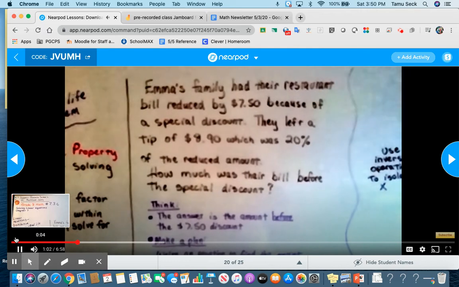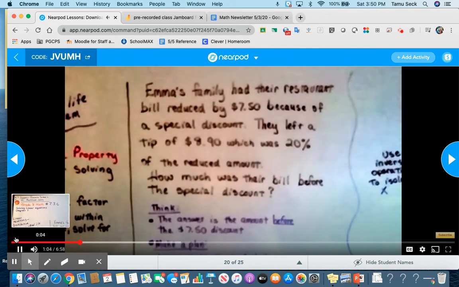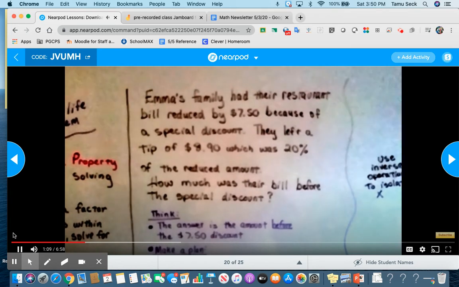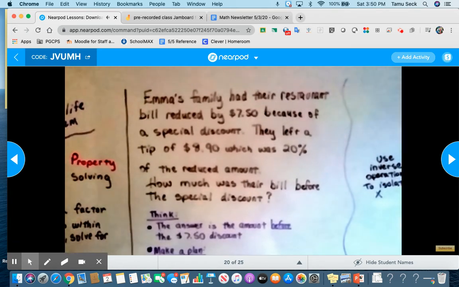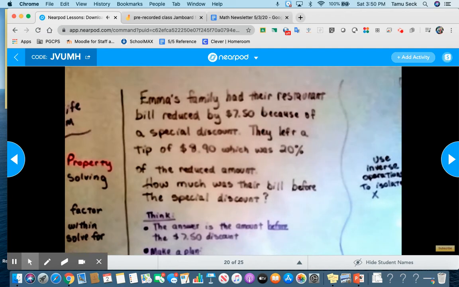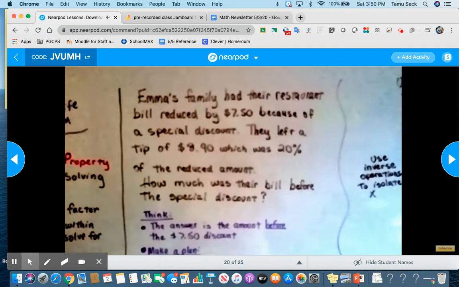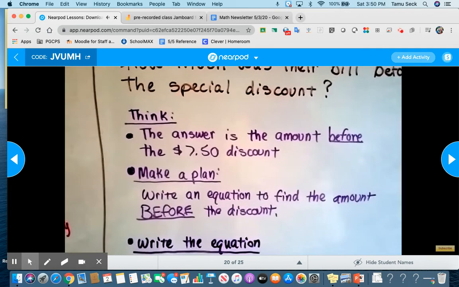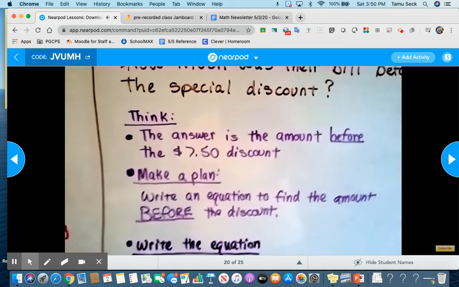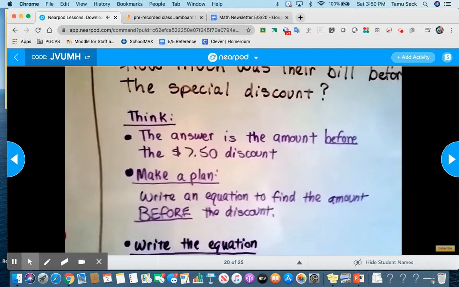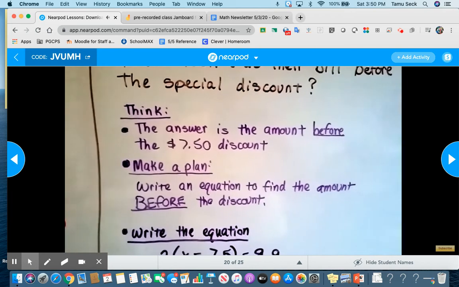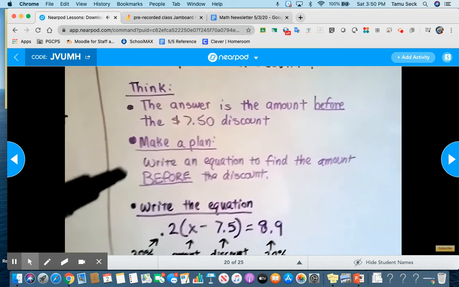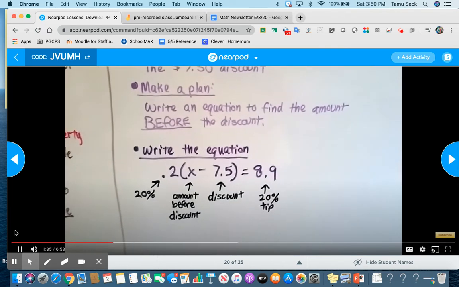All right, so they had a restaurant bill. They had a coupon or something that took $7.50 off, and they left a tip of $8.90, which was 20% of the reduced amount. We need to find out how much the bill was. So the answer is the amount before the $7.50 discount. If we can find that amount, we'll have the answer. So we're going to make a plan. We're going to write an equation to find that amount before the discount. All right, so here's our equation.